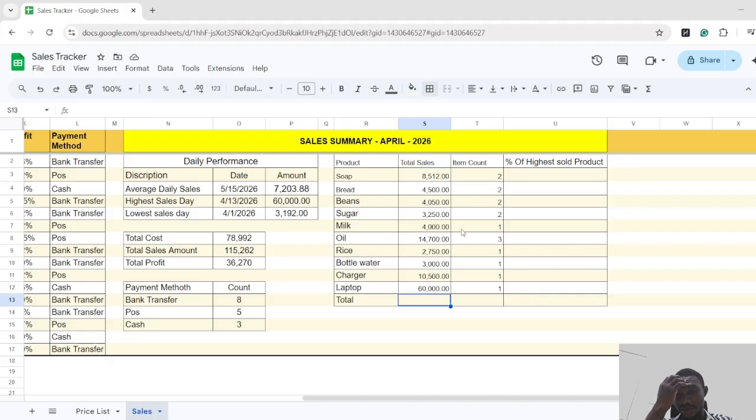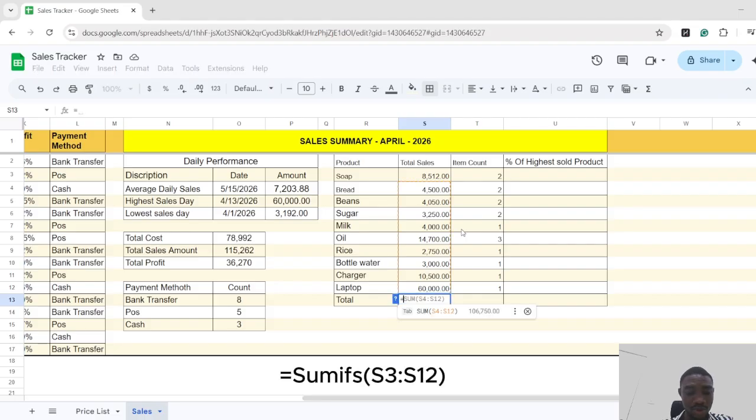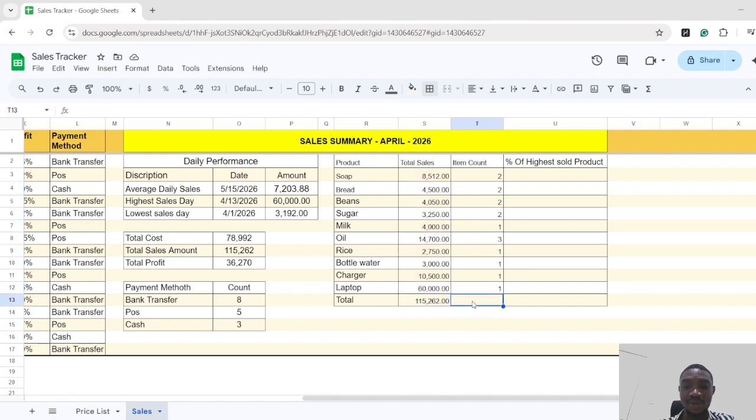To get the total sales as well as the item count, we'll use the sum function. So equals to sum, the total sales. To get the item count, we'll use a sum function, item count. So we have made 115,262 naira. If you look to the left hand side, you see that our total sales here is 115,262 naira. And that's exactly what we have here. So at every point in time, you need to make sure that your calculation is balanced. That is the only way that you're sure that you're doing the right thing.